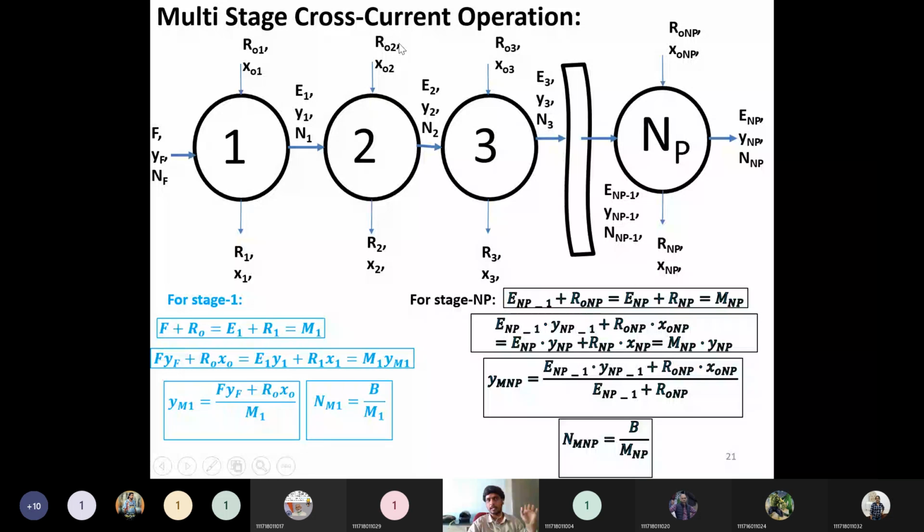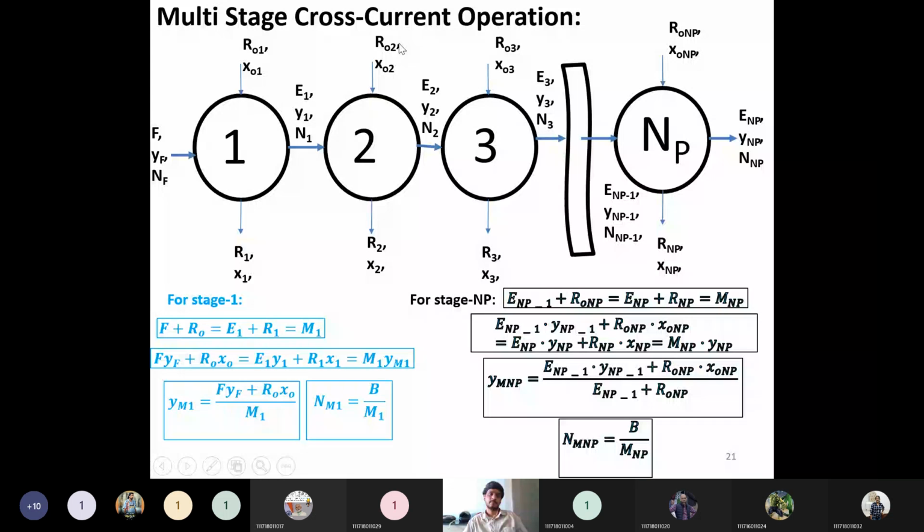Both the streams, both the raffinate stream as well as the extract stream, are going to affect that one. Because of that reason, the cross current is very much easy. So cross current usually will look like this. When you conduct a material balance on each stage, these formulas you can obtain.